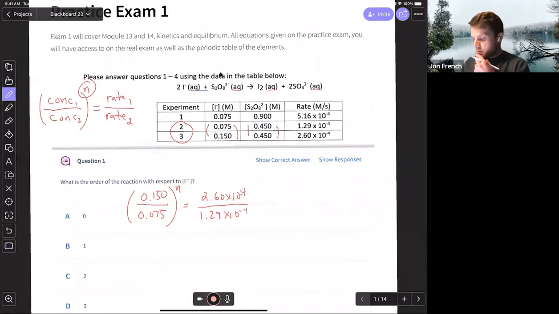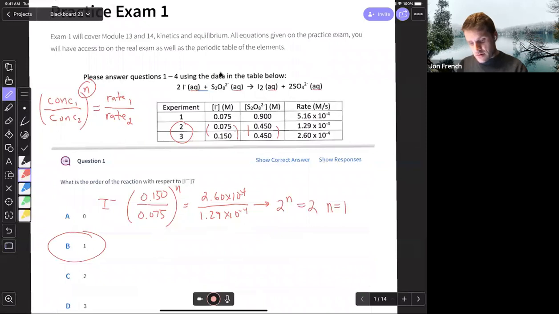Let me just focus on the practice exam first. So we divide those 2 and we get 2 to the n equals 2. This tells me this is a first order reaction, because 2 raised to what power equals 2? 2 raised to the power of 1 is 2. So with respect to iodine, this reaction is first order. Now we need to do that for the other species in the reaction.